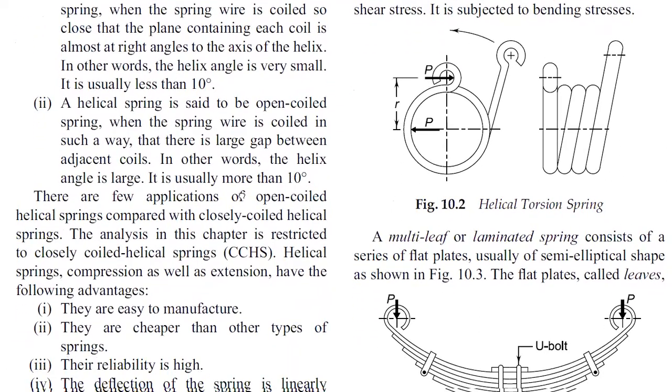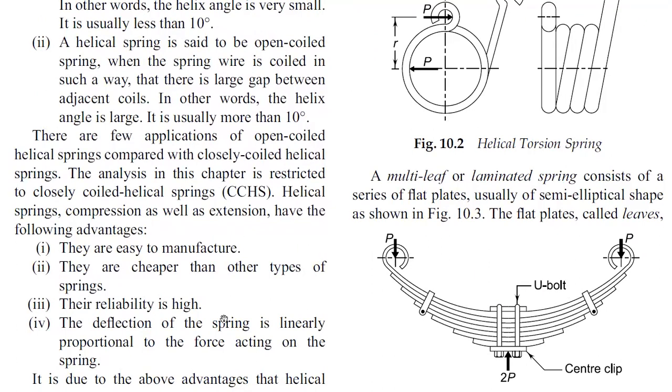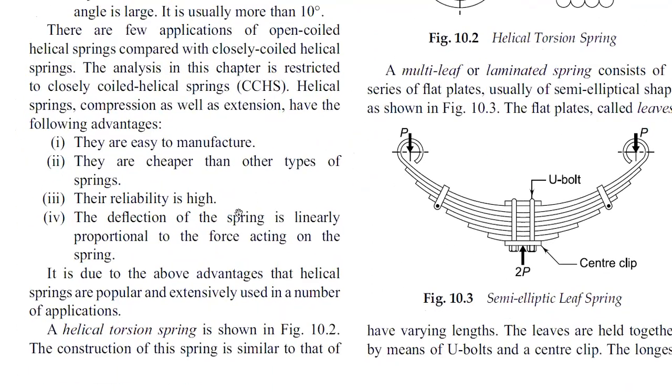There are few applications of an open coiled helical spring compared to the closely coiled helical spring, right? We'll see this in detail in this particular chapter. So the helical springs in compression as well as extension have what advantages? The first one is they are easy to manufacture. They are cheaper than other types of spring.